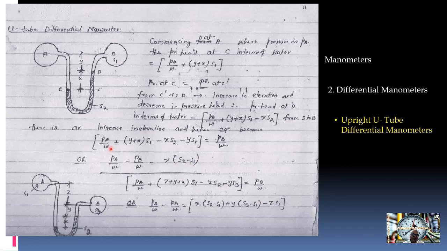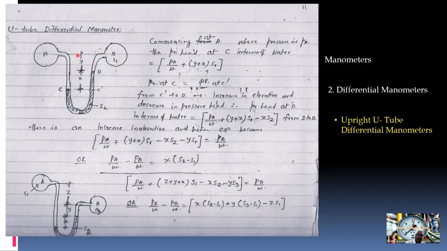This will be our equation when we measure the pressure difference at inlet and throat while dealing with the venturimeter, orifice meter, and all these pressure difference measurements. Pa by W minus PB by W is equal to H dash into S2 upon S1 minus 1. This is the manometric equation for the U-tube upright differential manometer.